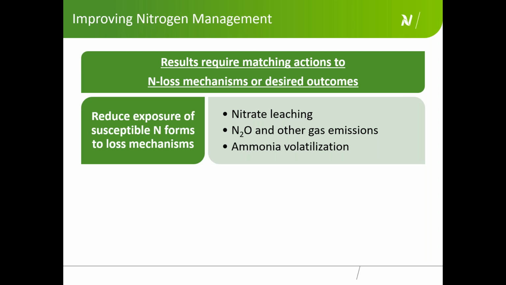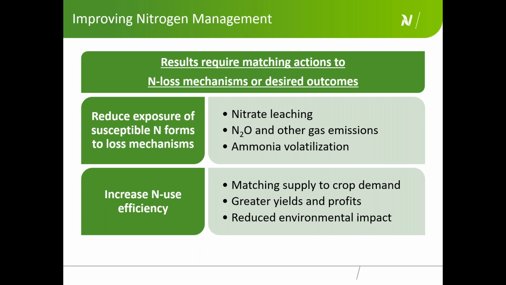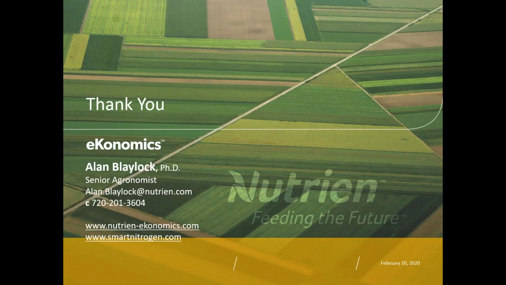Reducing exposure of susceptible forms such as nitrate exposure to leaching or to denitrification, or urea exposure to volatilization, and then to increase nutrient use efficiency, matching the supply to crop demand, and all of these things result in greater yields and profits and reduced environmental impact. So with that, I think we'll stop the presentation and we'll hand it back to you, Michelle, for any questions.